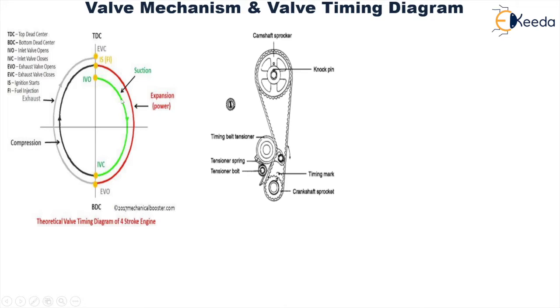Similarly, the total valve open is available only for a small portion of the crankshaft revolution. For the total 180 degrees of crankshaft revolution, inlet valve is not completely open. In this part it is opening, that is it is partially open, and in this part it is closing, that is again it is partially open. It is only completely open from this point to this point. Same thing happens with exhaust valve as well.